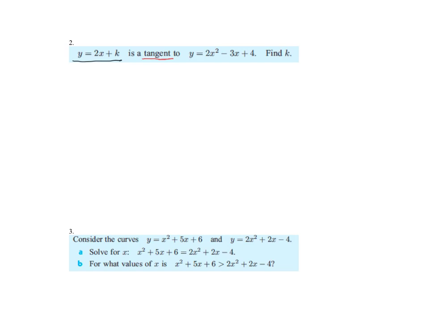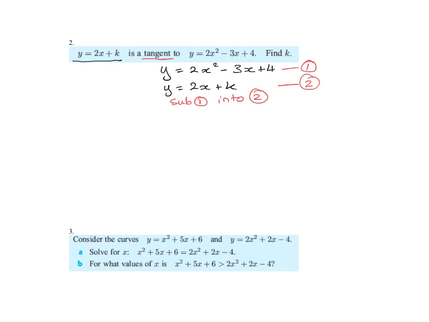So it has one point of intersection. Now, let's start the way we did last time. So y equals 2x squared minus 3x plus 4 and y equals 2x plus k. Now, to find the intersection, just like we did last time, we would make that number 1 and number 2, and we'd sub 1 into the other. So we could sub 1 into 2.